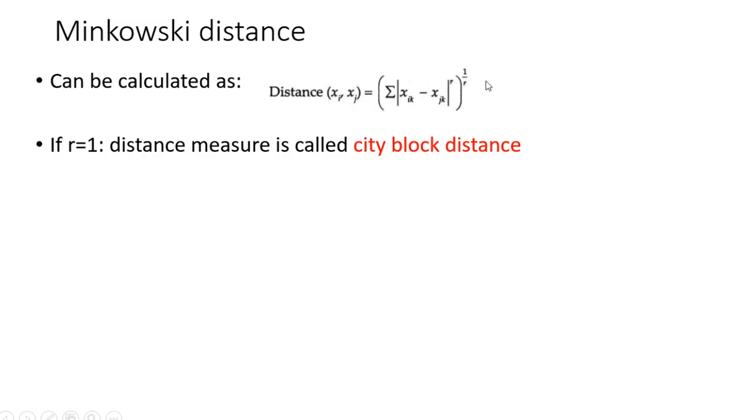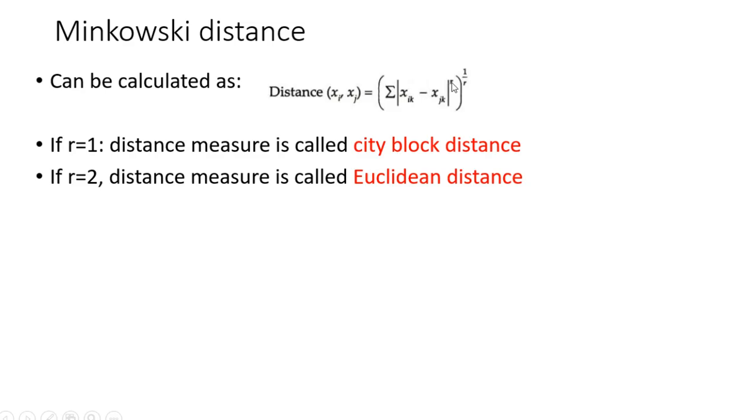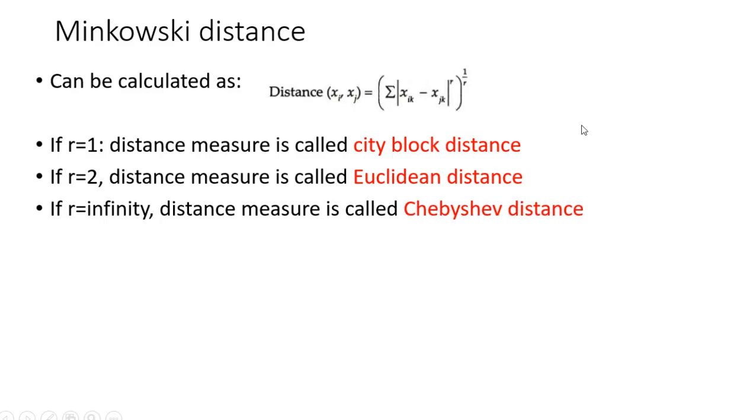See, if I make r equal to 1, the formula is equal to the Manhattan distance metric, also called the city block distance metric. If I make r equal to 2, what does it become? It becomes the square root of the sum of squares of the distances, right? So that's Euclidean. And the third one, if I make r equal to infinity, there's one more distance measure called Chebyshev distance. So it becomes equal to that. So Minkowski distance, just by varying the value of r, you can get the three different metrics.